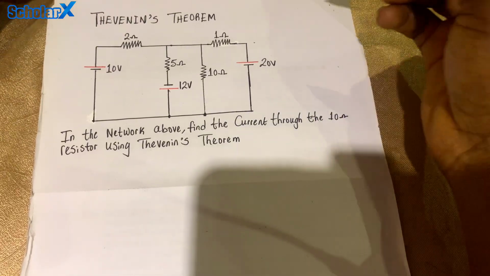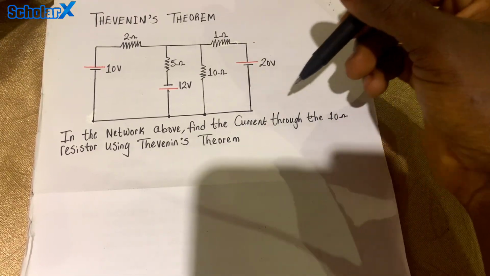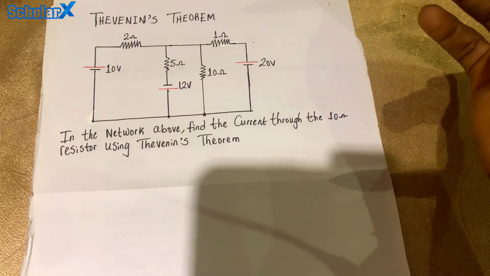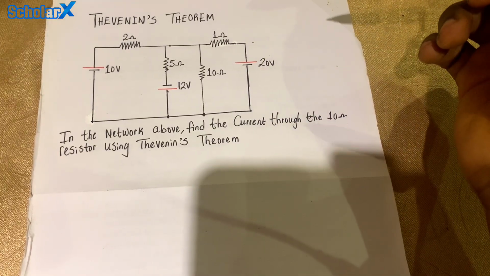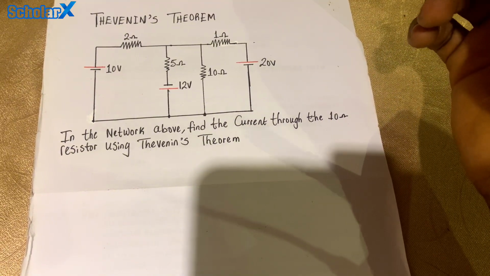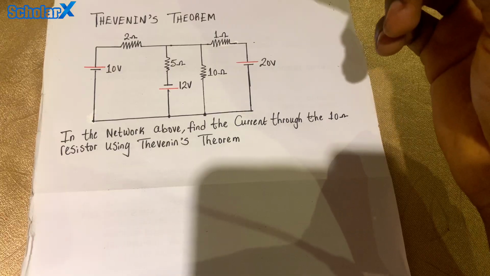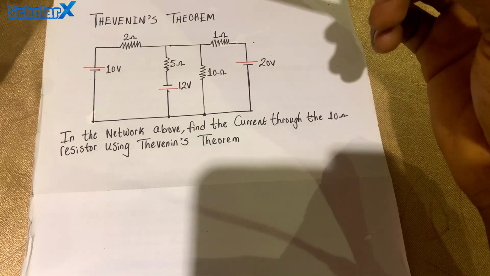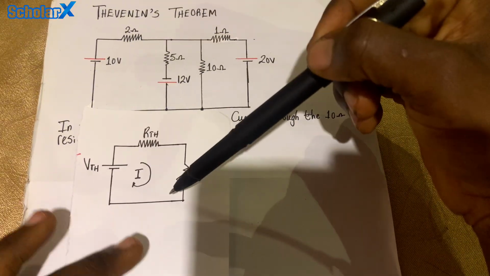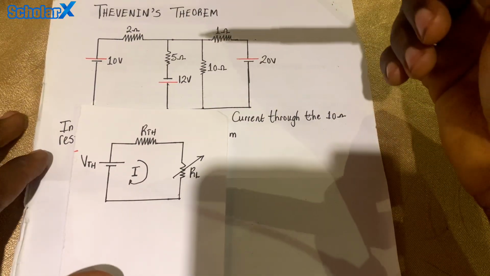So let's solve this question on Thevenin's theorem. We're asked that in the network above, find the current through the 10 ohms resistor using Thevenin's theorem. Now, of course, we know that in Thevenin's theorem, we try to connect our load resistor in series with a resistor and with a voltage. That means we're trying to resolve the whole of this circuit to something like this, so we can find the current or voltage through a load.